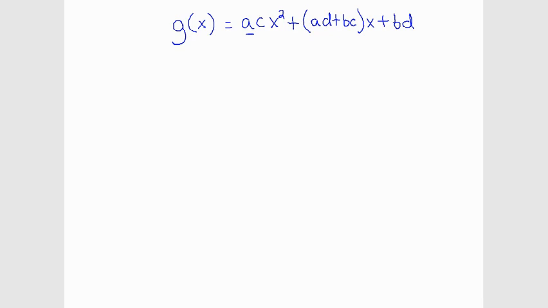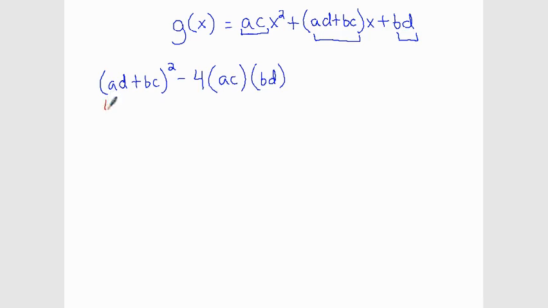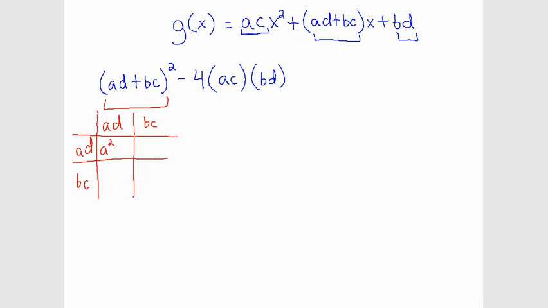But ultimately, the b value, the linear term, will be ad plus bc squared minus 4. The lead coefficient, the original a value, would be ac, and then times the constant, which would be bd. So really quickly, this is the big part we have to work out. So ad plus bc, ad plus bc. We get a squared d squared, we get ad bc, ad bc, and we get b squared c squared.